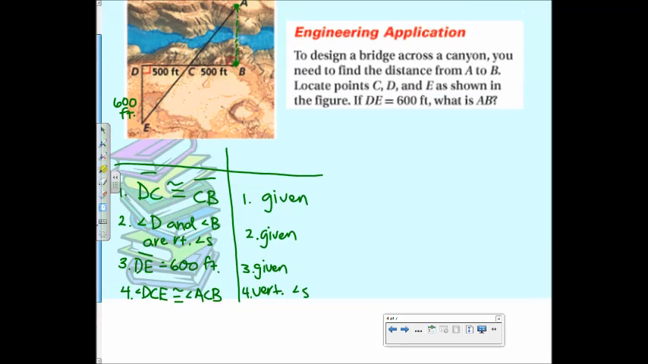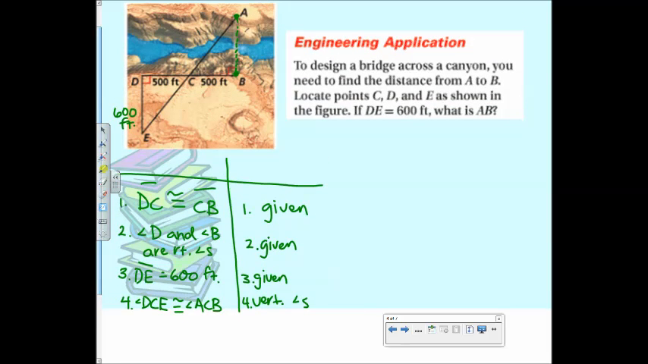So do I have enough to prove these triangles are congruent yet? I'm not sure. I know that I have this angle and this angle, and I know that I have this and this. What do I know about these two angles? They're right angles, which means they're also what? 90 degrees, which means those two angles are congruent. So angle D is congruent to angle B.